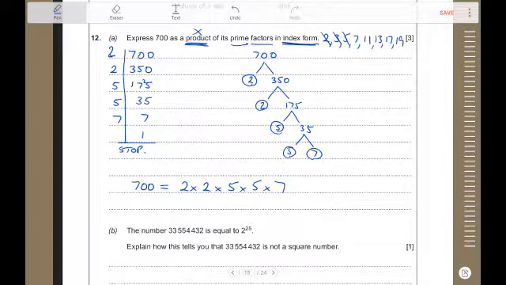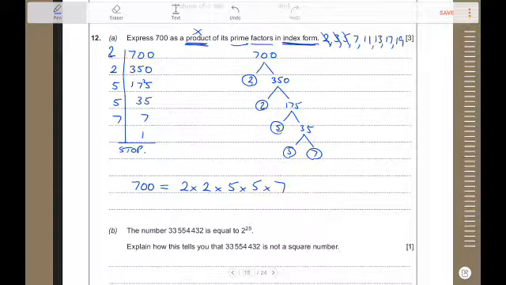And it does, if you actually multiply that out, it equals 700. 2 2s are 4, times 5 is 20, times 5 is 100, times 7, 700. So that's all we've done. Every number, every whole number can be expressed as a product of prime factors. Okay, so that's what we've done.